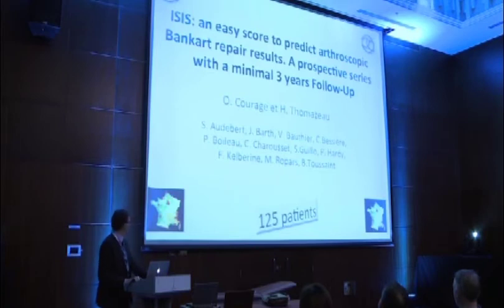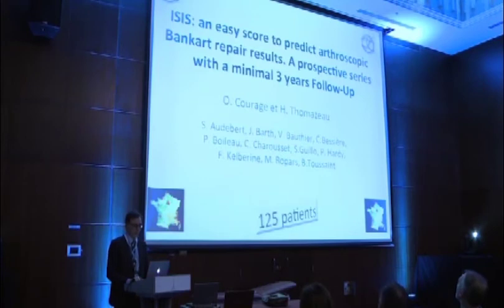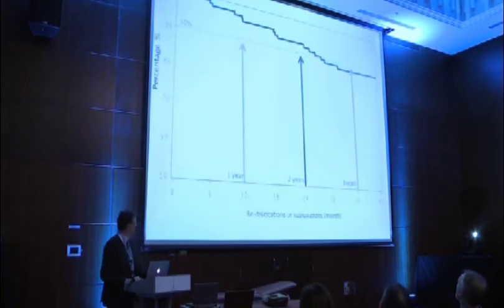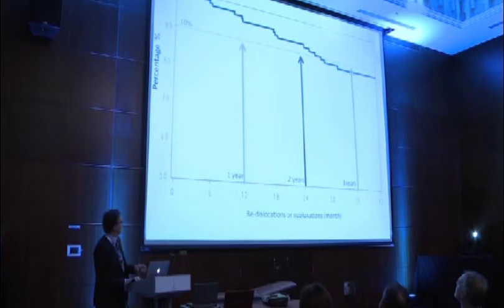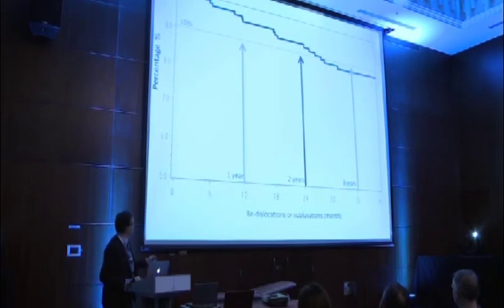It was a multicentric study with 125 patients, and you will see in this graphic that the global results are not very good, because after two years, you see that we have more than 10% of redislocation, and it never stops. We are going now to follow up our patients at 5 years, and it's going down and down and down, and it's not really good results.